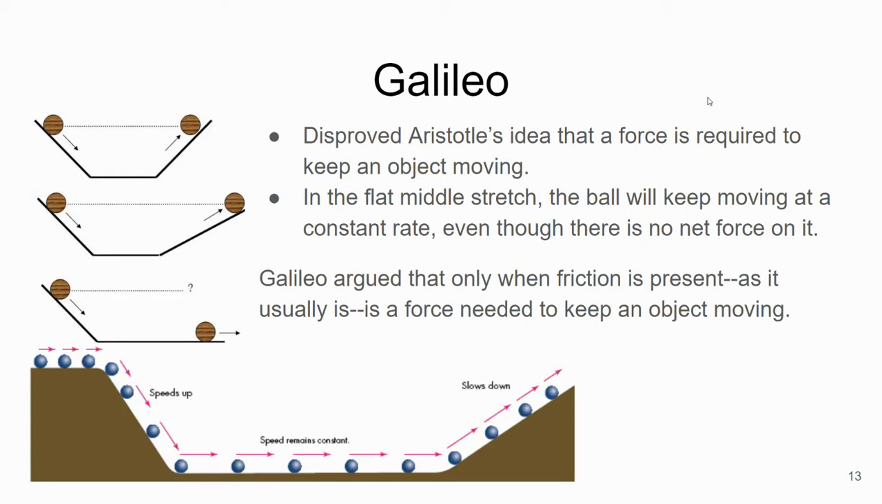So Galileo argued that only when friction is present, as it usually is, is a force needed to keep an object moving. We live in a world full of friction, and that's what makes Aristotle's ideas seem kind of intuitively correct, but when you actually start studying the motion, they're wrong.